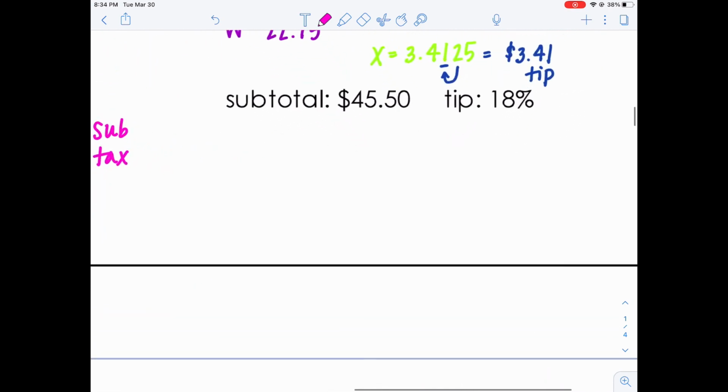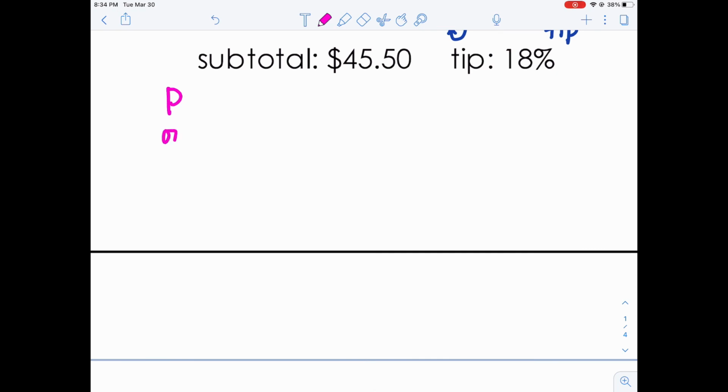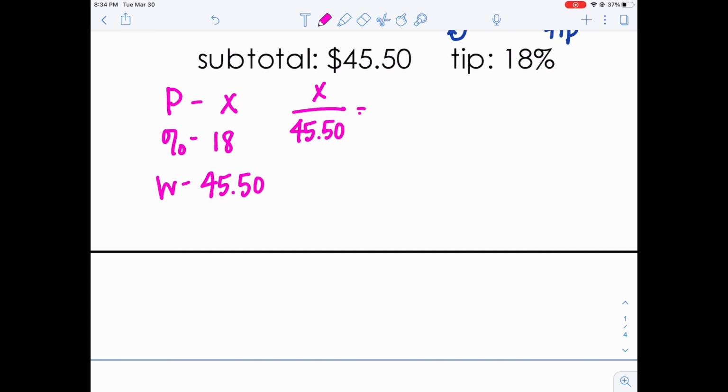Moving over to my next one, I'm going to start with part, percent, and whole down the side. Part is X, percent is 18, whole is $45.50. Using my percent equation, or proportion, X over $45.50 equals 18 over 100. Using cross multiplication to solve this, I'm going to take X times 100. I get 100X, and $45.50 times 18 equals 819 exactly.